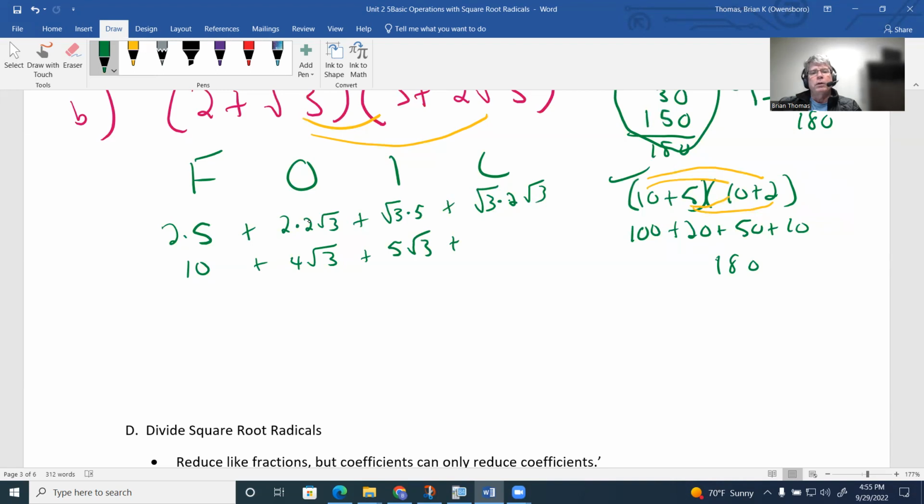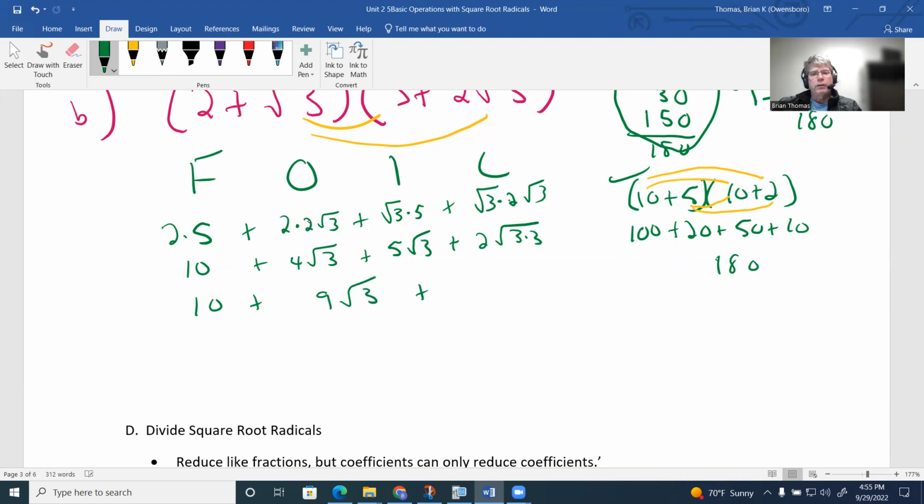Here, we can go 2 times the square root of 3 times the square root of 3. So if we rewrite that as 2 times the square root of 3, notice how we have 2 radicands there. As I come across here, I see the 10. The 4 plus the 5 are like radicals. That's going to be a 9 square root of 3.